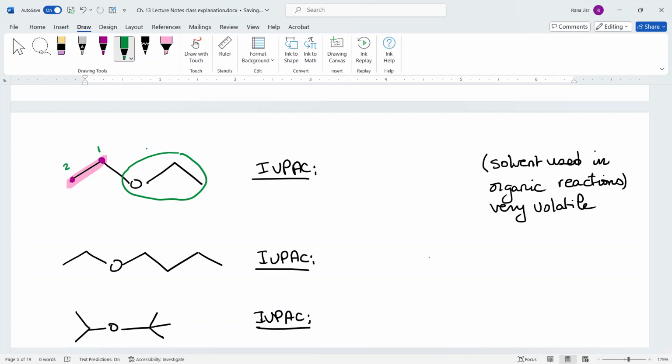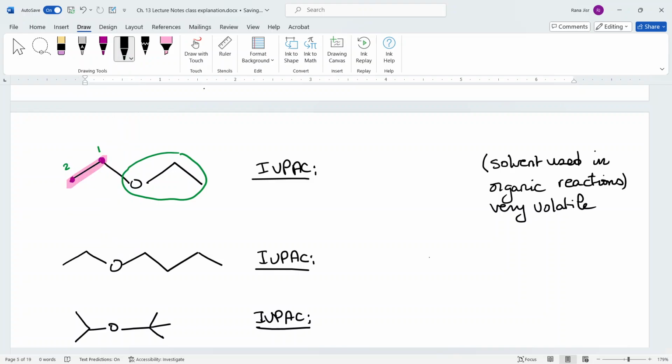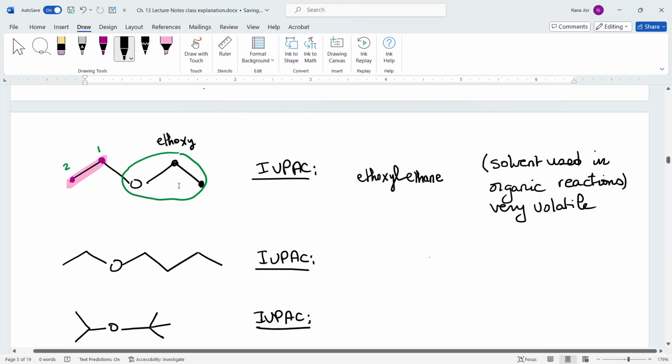So that's why I'm going to number 1, 2 over here, and the name is going to end in ethane because it's a 2-carbon chain. And on carbon number 1, I do have an ethoxy. Why is it an ethoxy? Because it's an ethyl group connected to an oxygen. Ethane and ethoxy, ethane is just one word in there. Normally, this is diethyl ether. It goes by its common name, not its IUPAC.